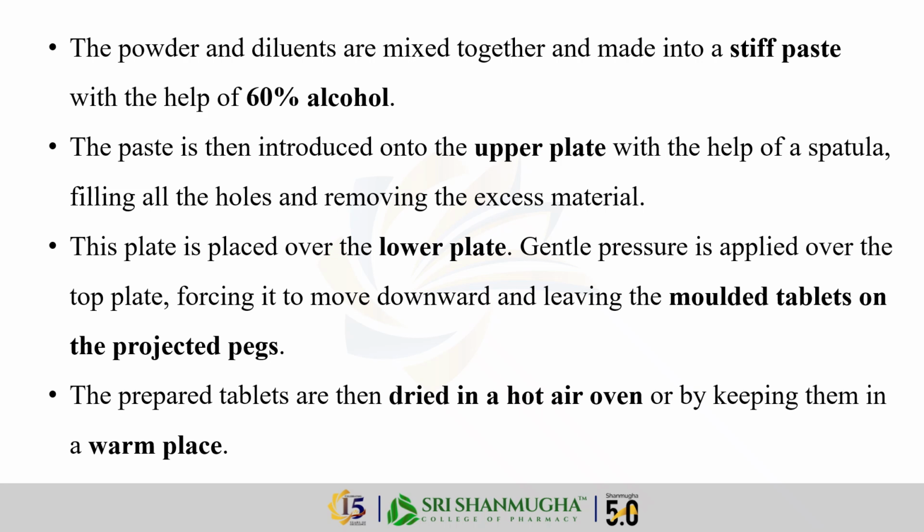The powder and diluents are mixed together and made into a stiff paste with the help of 60% alcohol. The paste is then introduced to the upper plate with the help of a spatula, filling all the holes and removing the excess material. The paste is placed over the lower plate. Gentle pressure is applied over the top plate, forcing it to move downward and leaving the molded tablets on projected pegs. The prepared tablets are then dried in a hot oven or by keeping them in a warm place.